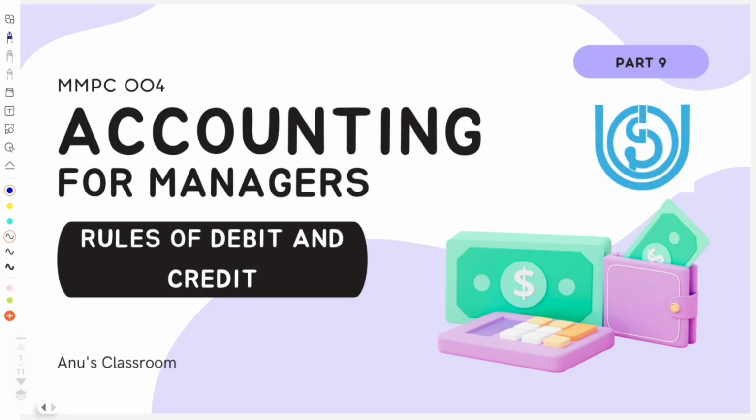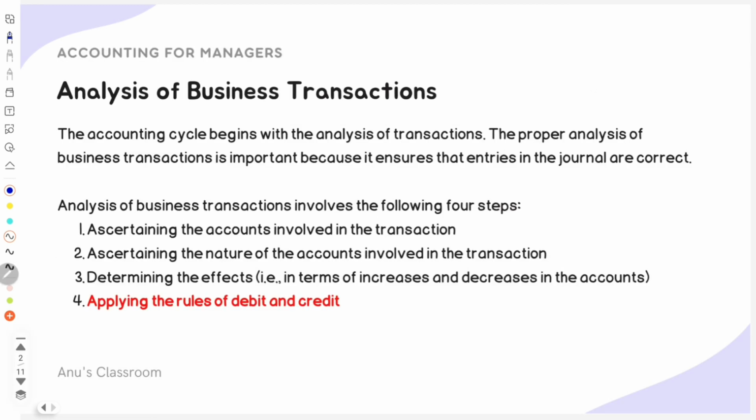In today's video, we are going to learn about the rules of debit and credit. So in the last few videos, we saw how we can identify the accounts and ascertain the nature of the accounts involved in the transaction. Once we have identified the accounts that are involved in the transaction as well as their nature, that is whether they are real, nominal or personal, if we are following the traditional approach, or if it is an asset, liability, capital, expense or revenue, if we are following the modern approach.